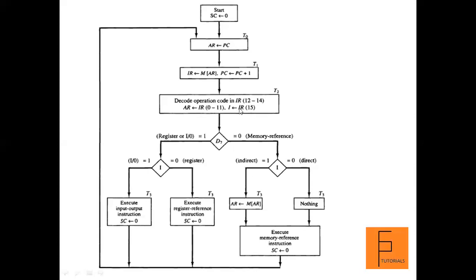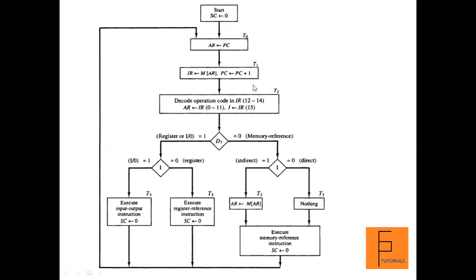And this 15th bit of the instruction register is stored in the bit I, in the flip-flop I, which denotes whether it is an indirect address or a direct address in case of a memory reference instruction, or whether it is an input output instruction or a register reference instruction if your D7 happens to be 1. And concluding remarks would be that your IR is the instruction register, so it will hold the entire instruction. And here we assume that every instruction is of 16 bits.